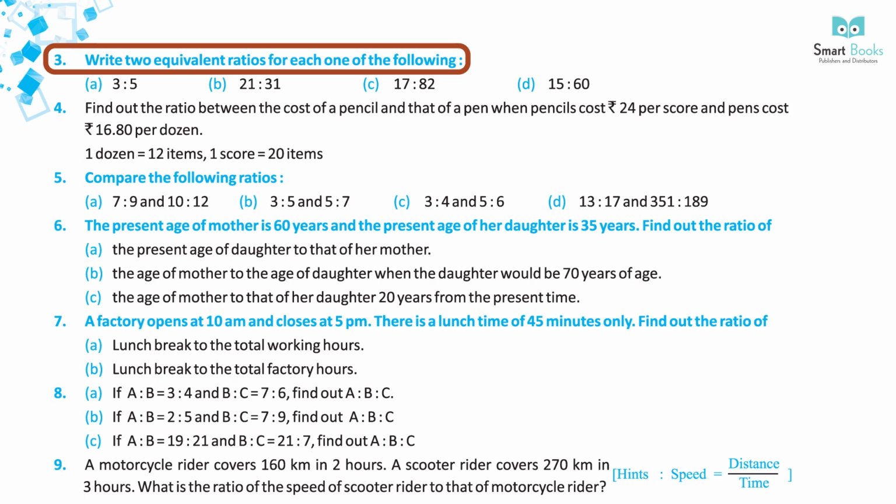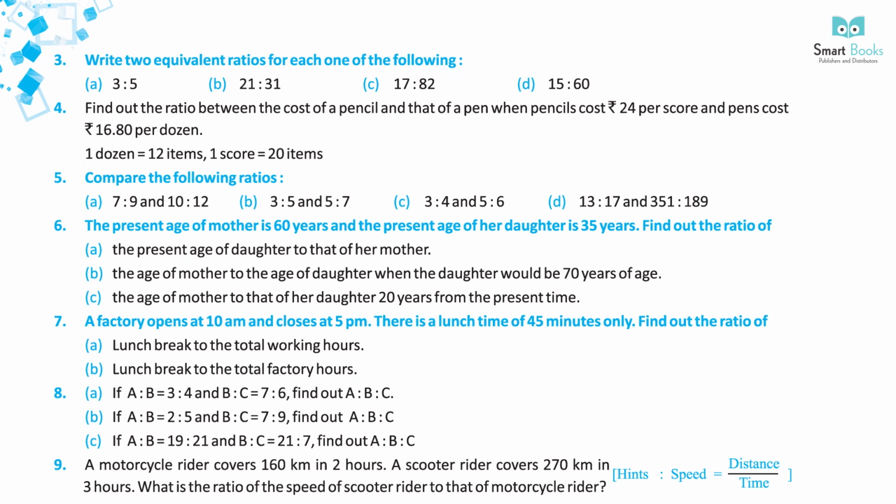Question 3. Write 2 equivalent ratios for each one of the following. A. 3 ratio 5. Solution: 6 ratio 10, 9 ratio 15. B. 21 ratio 31. Solution: 42 ratio 62, 63 ratio 93. C. 17 ratio 82. Solution: 34 ratio 164, 51 ratio 246. D. 15 ratio 60. Solution: 30 ratio 120, 45 ratio 180.